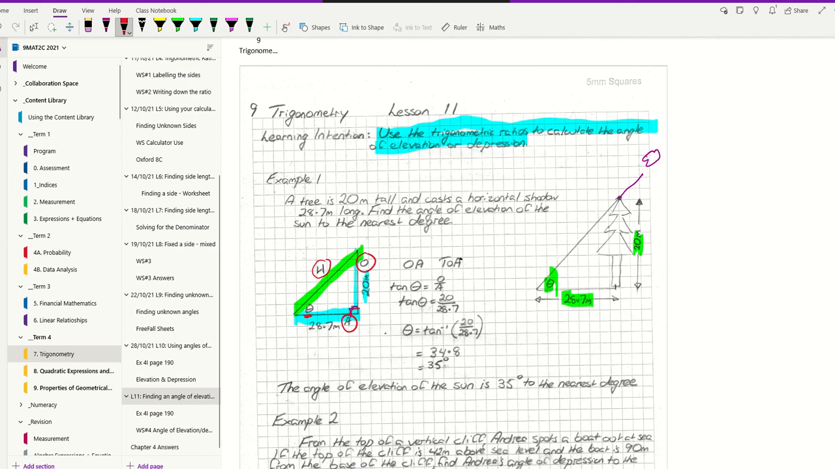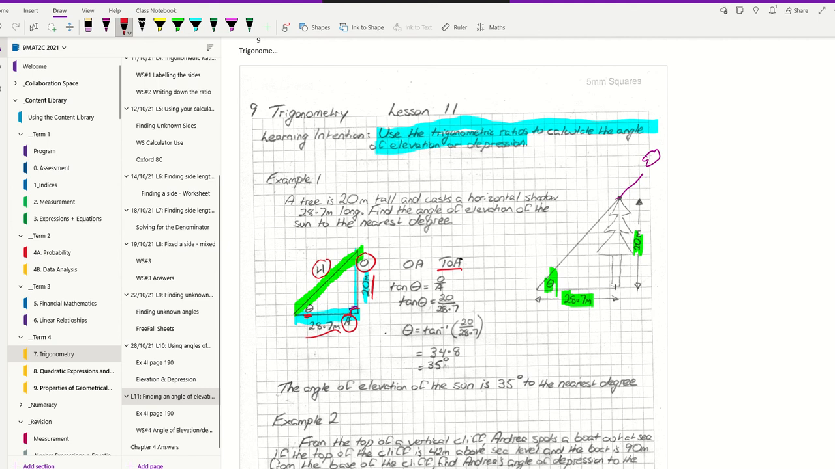So let's set this up. We know we've got O and A. We've got 20 meters next to O. We've got 28.7 next to A. So O and A is TOA. Tan theta equals O divided by A. Substitute our numbers in. Tan theta equals 20 on 28.7. If you remember, we did these previously, finding angles. We've done it previously with our calculator. Here we have tan theta equals 20 divided by 28.7. Then theta equals tan minus 1.